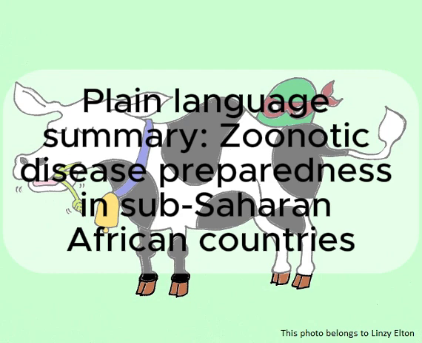A cumulative mean. We added all of those mean country scores from the step above and divided it by the number of countries. This helped us to identify how well sub-Saharan Africa is prepared overall and meant we could compare it to other regions in the world.